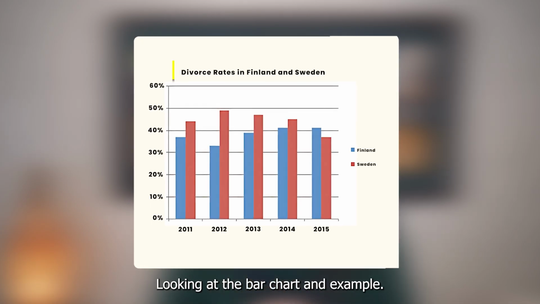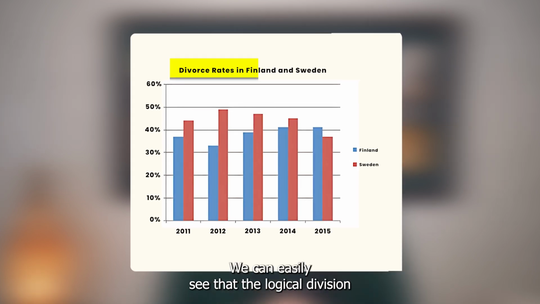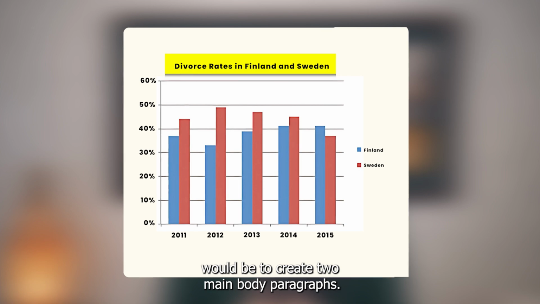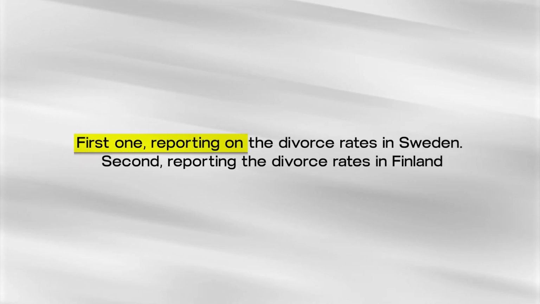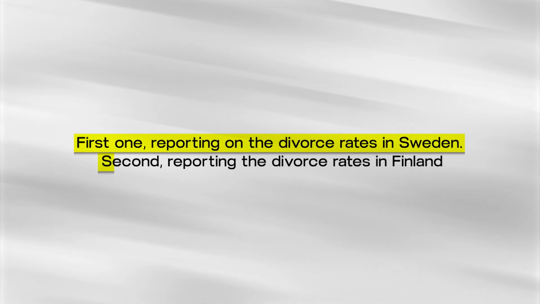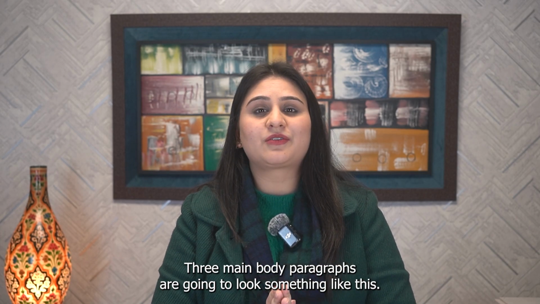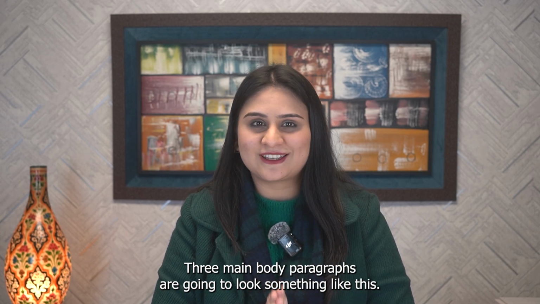Looking at the bar chart and example, we can easily see that the logical division would be to create 2 main body paragraphs. First one, reporting on the divorce rates in Sweden. Second, reporting the divorce rates in Finland. So our main body paragraphs are going to look something like this.